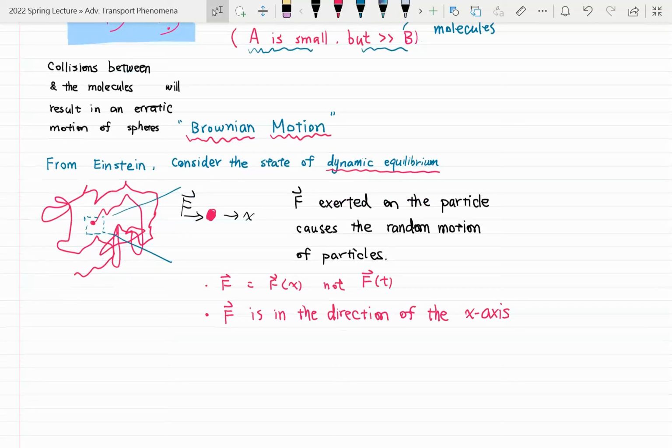Now, we know that there is an irregular motion of a single particle, but if you look at the whole suspension as a whole, there's actually no net motion. What that means is that the system is under a dynamic equilibrium. Individual particles are undergoing their random motion, but collectively they cancel out, okay? So that's the concept of dynamic equilibrium.